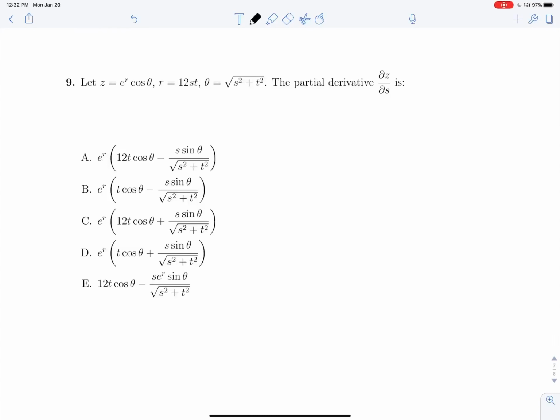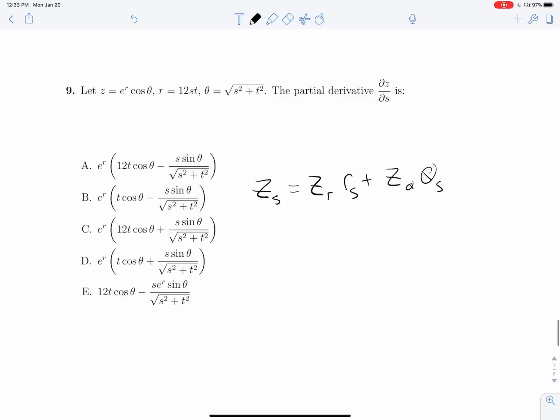Question 9. We have a multivariable chain rule question where Z is composed of R and theta, R is composed of S and T, and theta is composed of S and T, and we're looking for partial Z, partial S, or I'll just write it as Z_S. So by the formula for the multivariable chain rule, Z_S is going to be Z_R R_S plus Z_theta theta_S. And all we have to do is fill in these 4 blanks here.